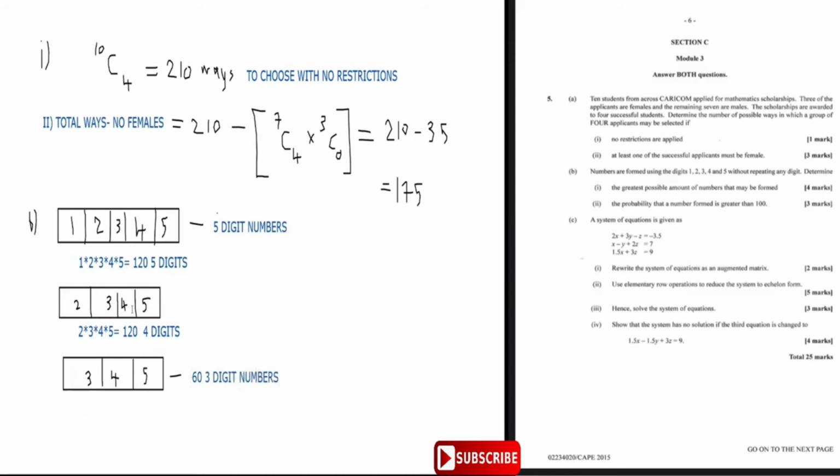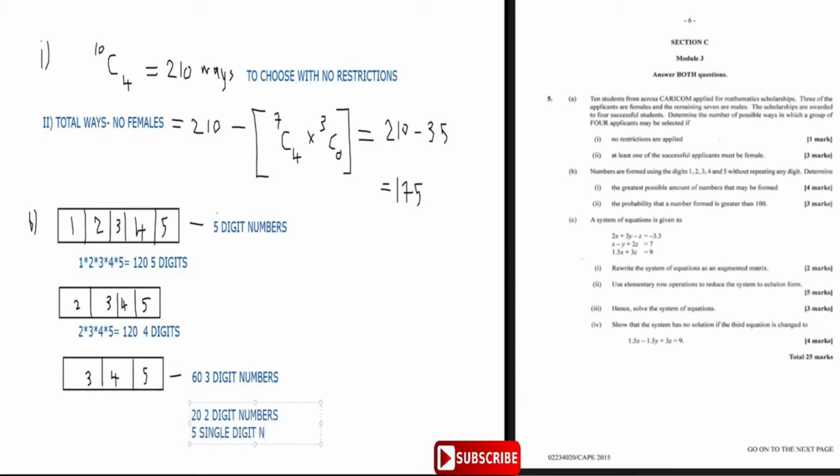And then how many 2-digit numbers? I can already see the trend. 5 times 4 is 20. So there can be 20 2-digit numbers that can be formed, and 5 single-digit numbers.